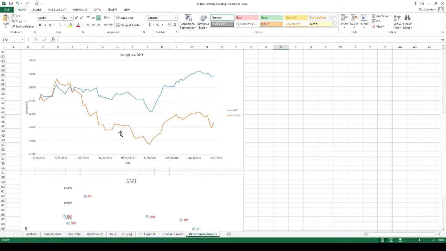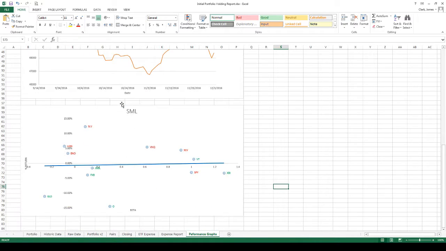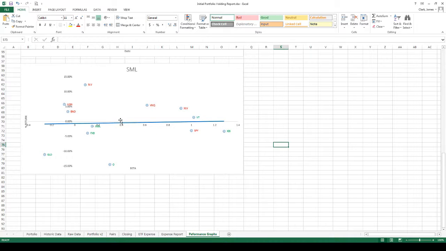Then taking a look at my long positions against SPY, again you can see it pretty much parallels SPY pretty closely, but there's some divergence going on here. And then finally, this is my security market line, and so you can see the green are my long positions, the red are my short. So I think what this is showing me is that just about every single one of the securities that I invested in was overvalued, except for VT.